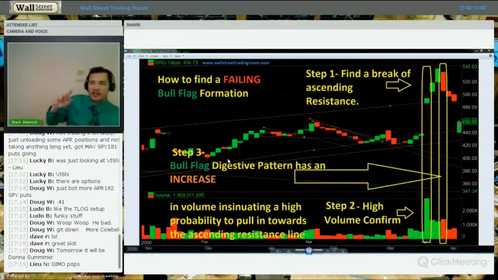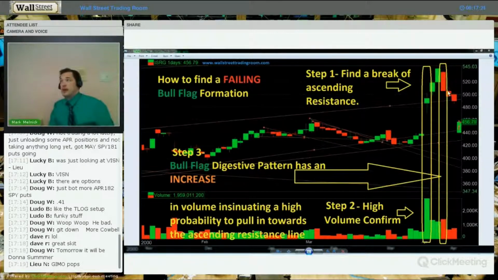You want the bull flag digestive pattern to have an increase in volume when the day is red. On the first red bar that ISRG is putting in, if you have an increase of volume, which you see, that red bar trumped the prior day's volume, that is a sign of bearishness. That was the day we should have just went ahead and opened up short.